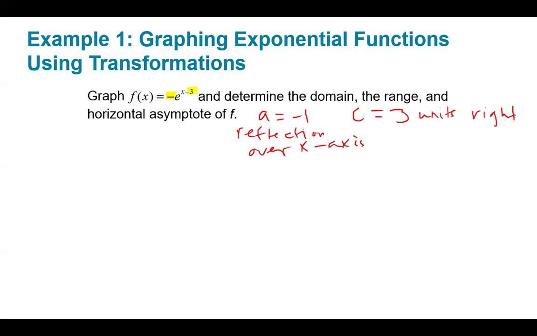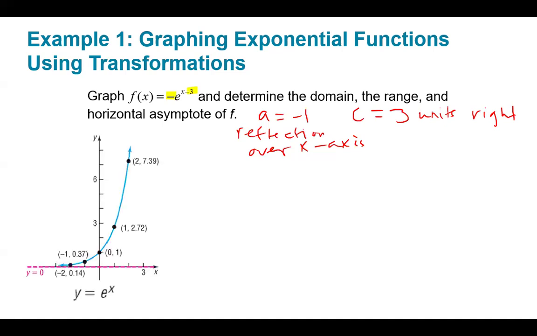Okay. So the next part is to graph it, right? So here is the paired function. So this is your original e to the x. So you're doing these transformations to that original function. All right. So here's my original.